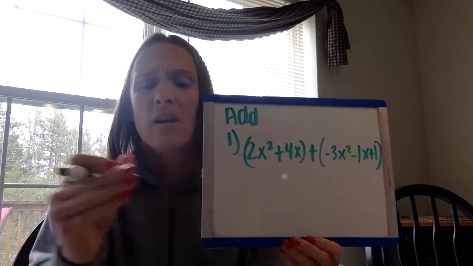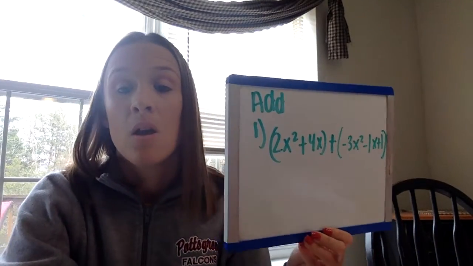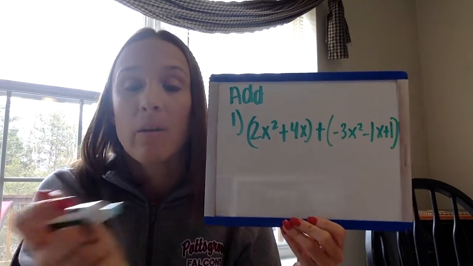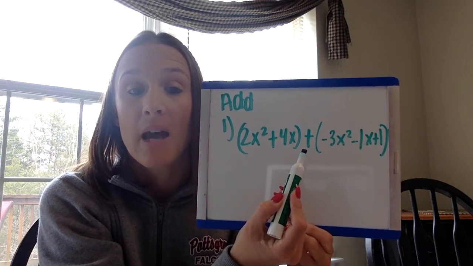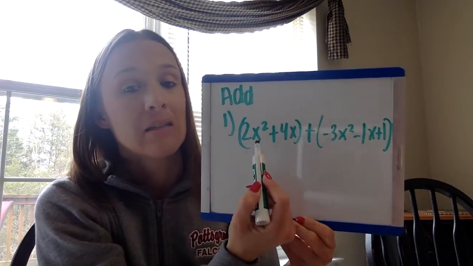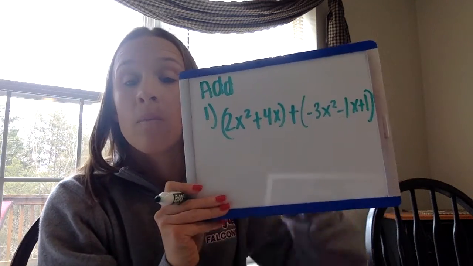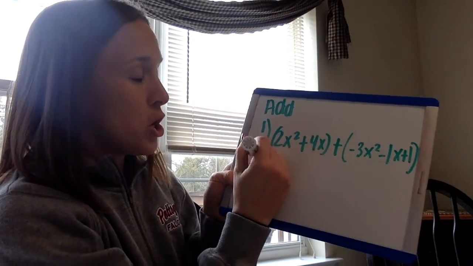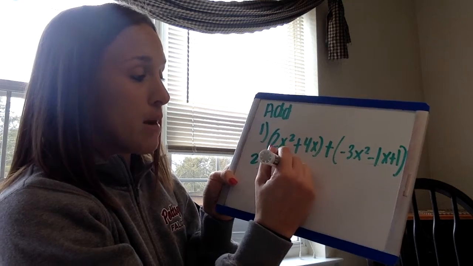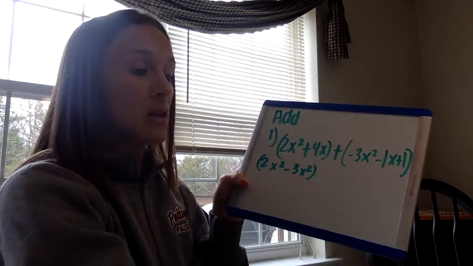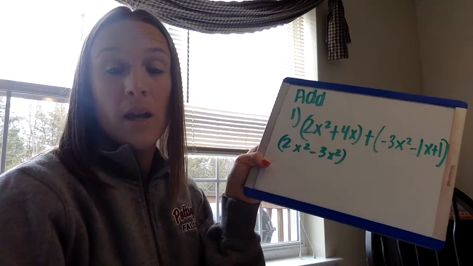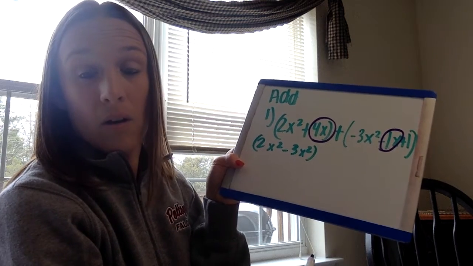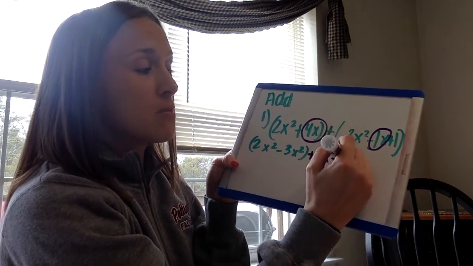I feel like there's a really bad shadow right now, but oh well. All right, so we said we put like terms together. How do we know that we're adding? Because look, in the middle here is a plus sign. So we know we're adding this to this. Now put the 2x squared and the minus 3x squared together. So you're going to do 2x squared minus 3x squared. Now, the 4x and the negative 1x, they go together. So it's going to be 4x minus 1x.